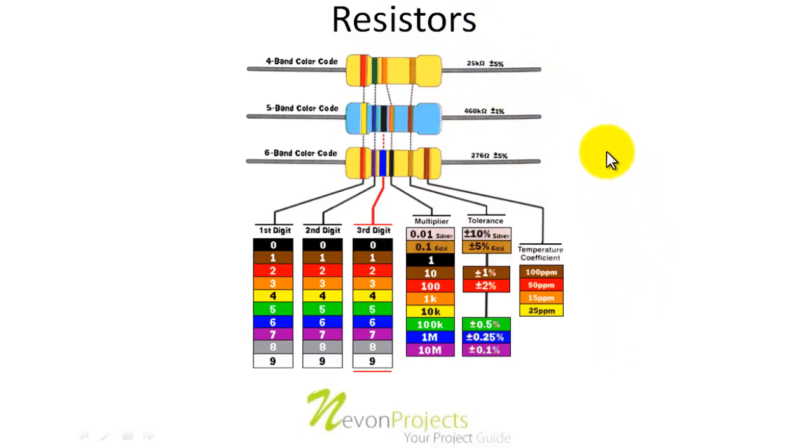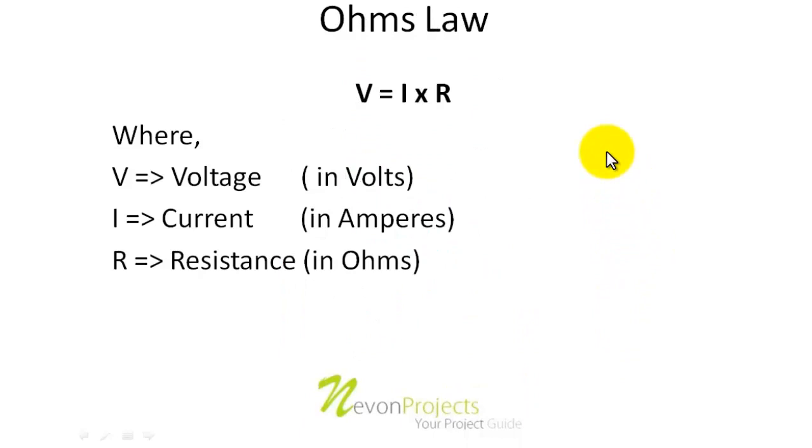Now let us move on to the next section, our basic principle for knowing the relationship between voltage, current and resistance, that is Ohm's law. Now what is Ohm's law? It is expressed in terms of this equation, V = IR, where V is the voltage in volts, I is the current in amperes, and R is the resistance in ohms. So whenever we are given two quantities, we can find the third one using this relation.